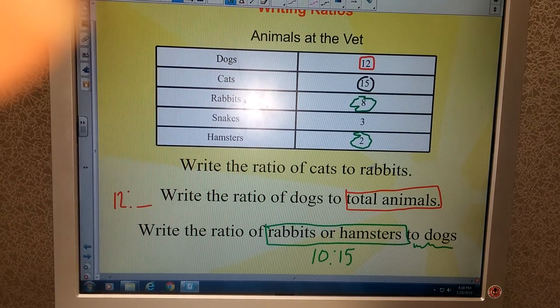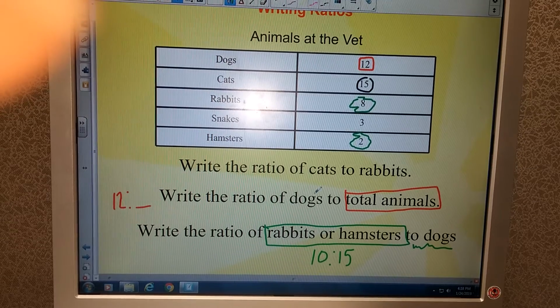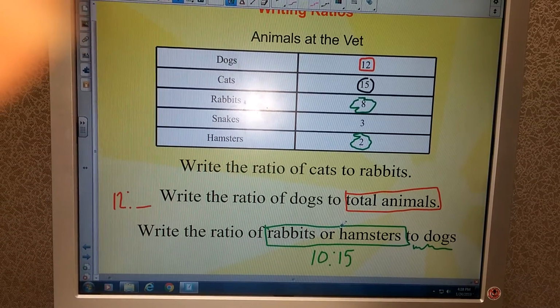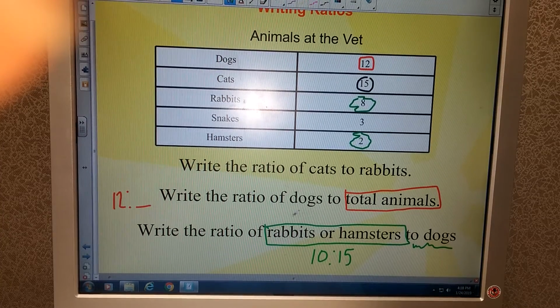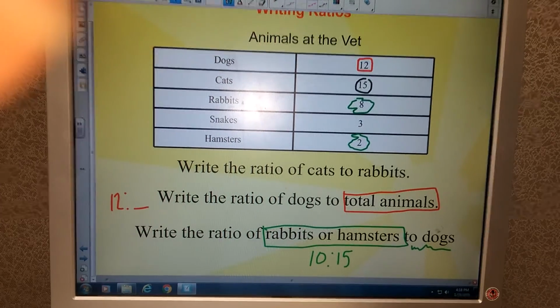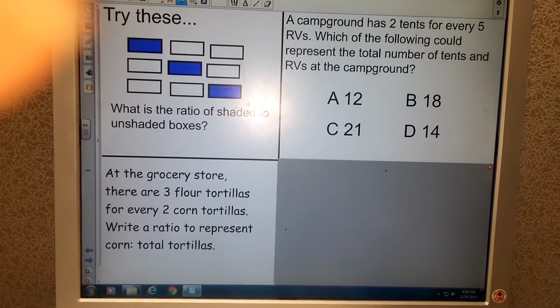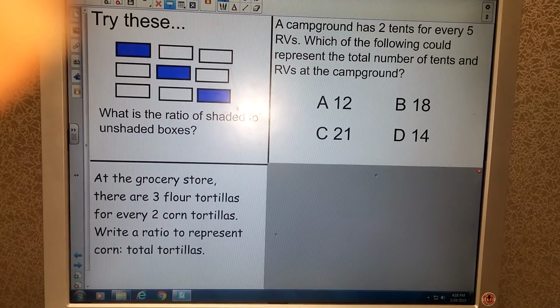So cats to rabbits, that is a part-to-part ratio. Dogs to total animals, that's a part-to-whole ratio. Rabbits or hamsters to dogs is still a part-to-part because we're looking at this part compared to this part, which is dogs. On your own, pause the tape now and try these 3 problems.